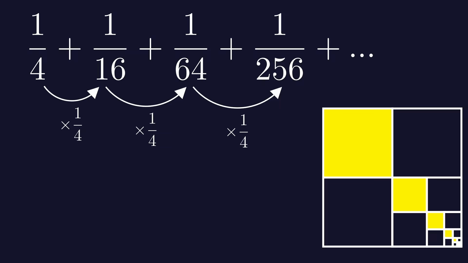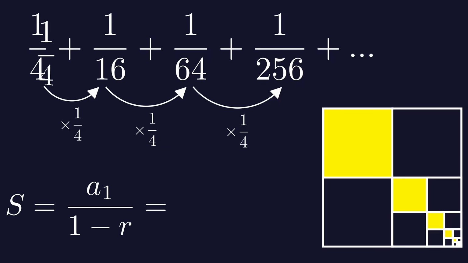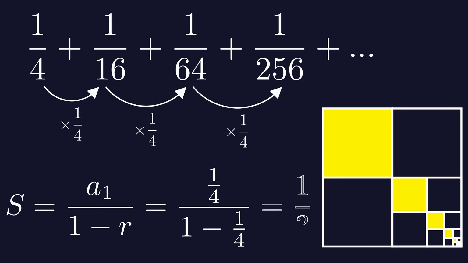To calculate this sum, we can use this formula, where a1 is the first term and r is the ratio between terms. If we plug in the values into the formula, we get that the fraction of the main square filled with yellow is equal to 1/3.